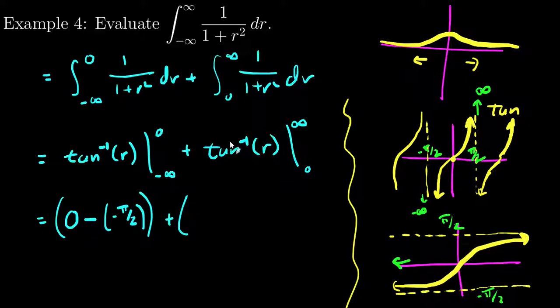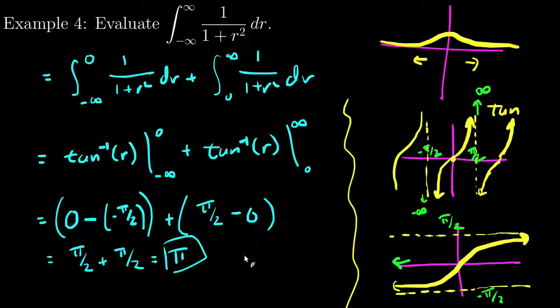So as r approaches positive infinity, the arctangent of r approaches pi over 2. And the arctangent of 0 is 0. And so what I get is pi over 2 plus pi over 2, which is 2 pi over 2, or pi. And again, I could say that this converges because I got to a finite number.